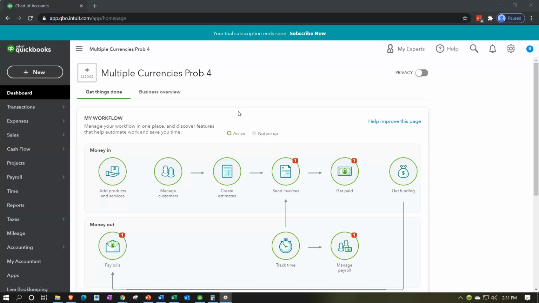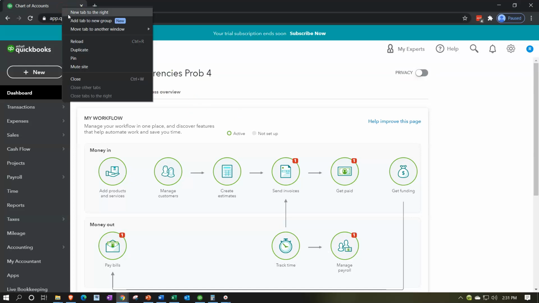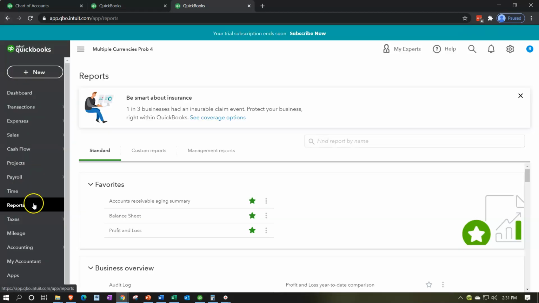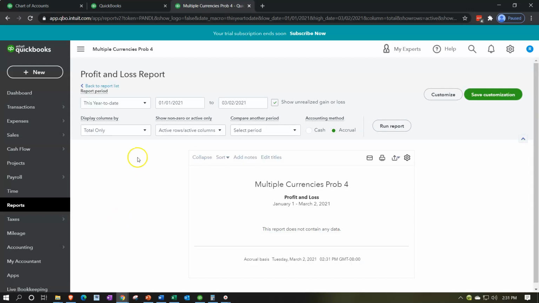Now we're going to be taking a look at our financial statements by going to the tab up top, right-clicking on that tab, duplicating that tab. Going to the tab that has been duplicated, right-clicking on that tab, duplicating that tab once again. Then we're going to go down to the reports on the left-hand side, open up the profit and loss report, the P and the L.